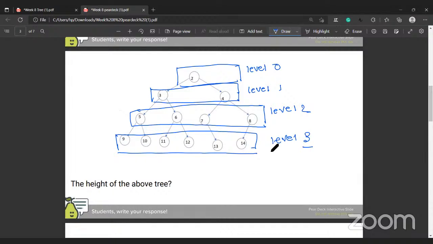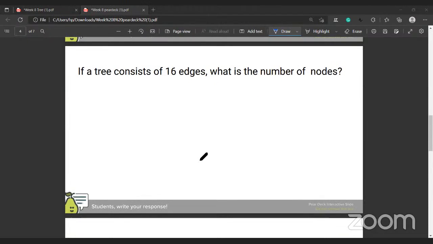Everyone got it? Okay. So now we'll move to the next question. If a tree consists of 16 edges, what is the number of nodes? You can answer in the chat box.